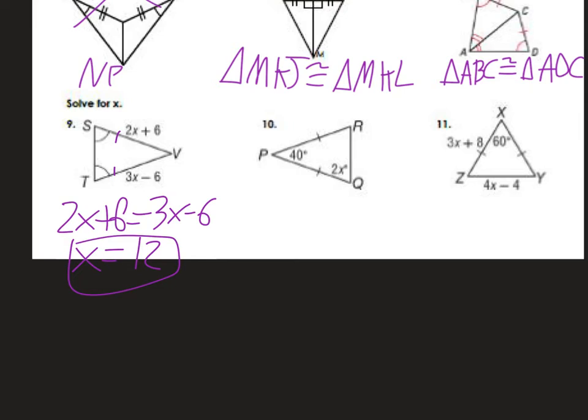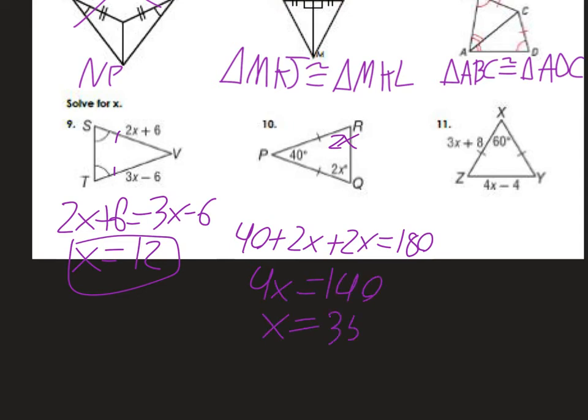Number 10, once more, we have an isosceles triangle. And because this side is congruent to that side, that means that this angle must be congruent to that angle. So angle Q must be congruent to angle R, which means that angle R is equal to 2x. If angle R is 2x, that means that 40 plus 2x plus 2x must equal 180 because of our triangle angle sum theorem, which when we combine like terms, 4x equals 140, or x equals 35.